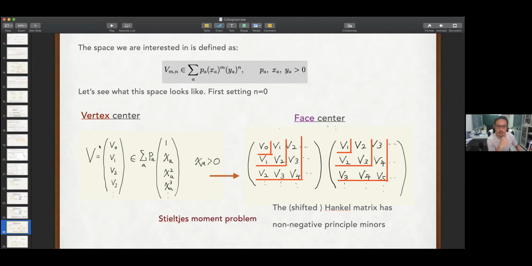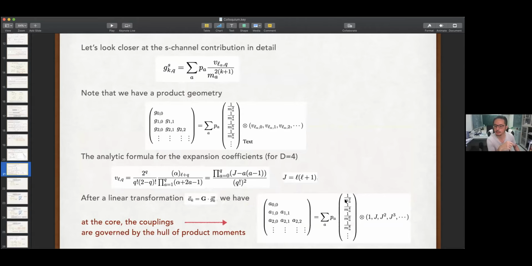Sorry, this was my question, I might have missed it. What are X and Y again? Could you just remind us? So right now I'm just writing it as a mathematical structure. In the real physical case, X is the mass of the spectrum, and Y is related to the spin.